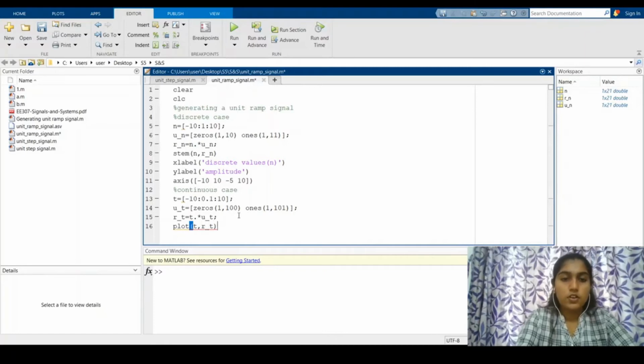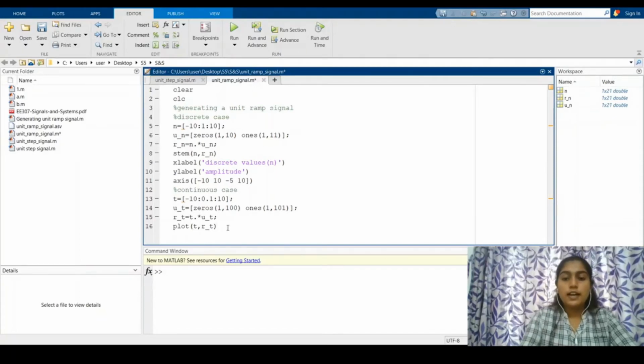Okay, you can give t and r of t. Another thing you have to be careful about is to make sure you give the semicolon. If not, all these will be printed in your output. You don't need this as your output, you just need the graph as your output. So it is better that you give the semicolons here. Now you can plot it as t, r of t, where t is the x-axis and r of t is the y-axis.